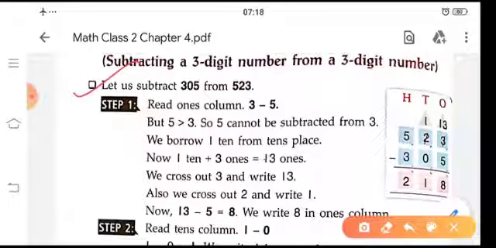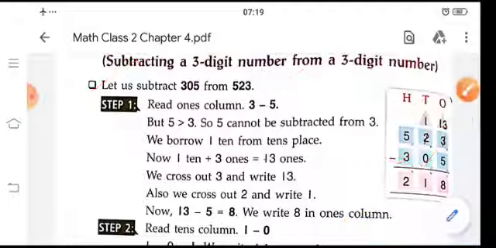So we are going to subtract 305 from 523. First we write it in the form of hundreds, tens and ones. So 523 is 5 hundreds, 2 tens, 3 ones, and 305 is 3 hundreds, 0 tens, 5 ones. Again we'll do the subtraction for these numbers.